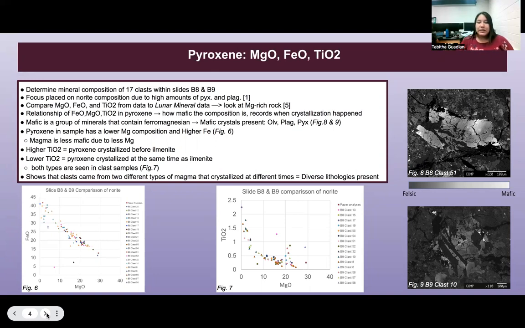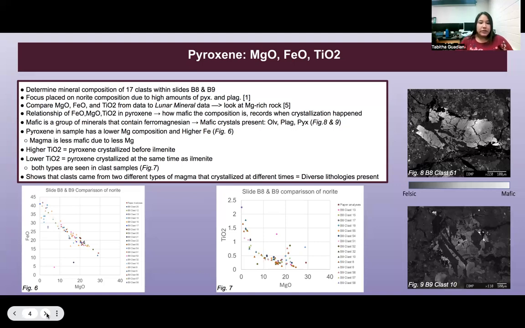After identifying these clasts as norite, I then compared the relationship between the magnesium and iron oxide and the magnesium to titanium oxide from our data to the data from the Lunar Mineral article, which looked at magnesium-rich rocks. The pyroxene is the most geochemically complex mineral, but also aids in recording information on cooling processes and crystallization, as well as evolution history of lunar rocks.